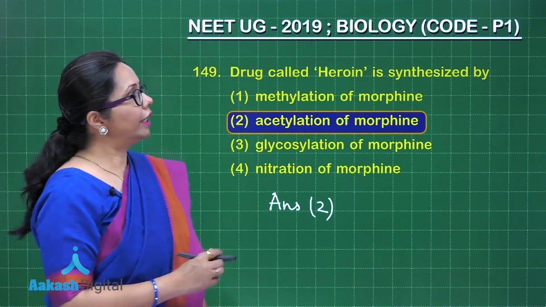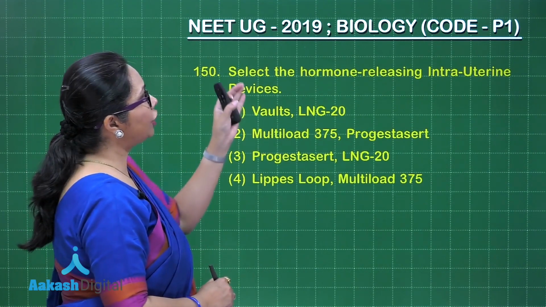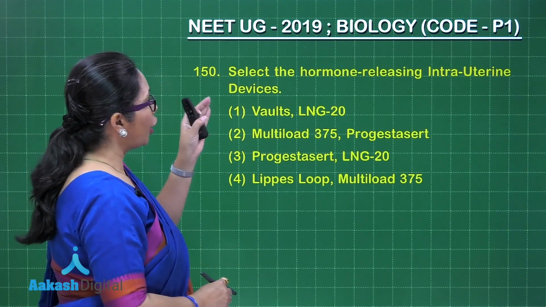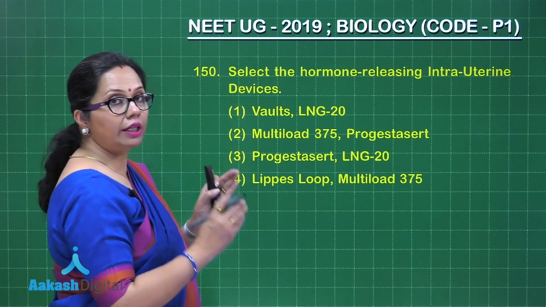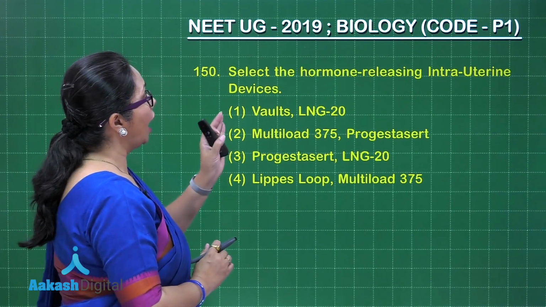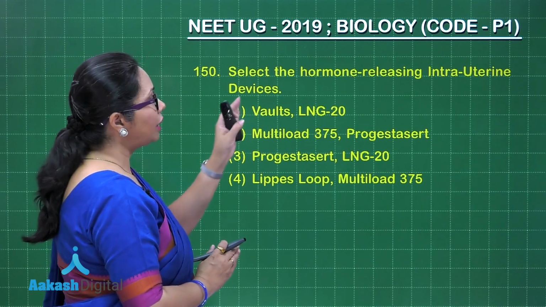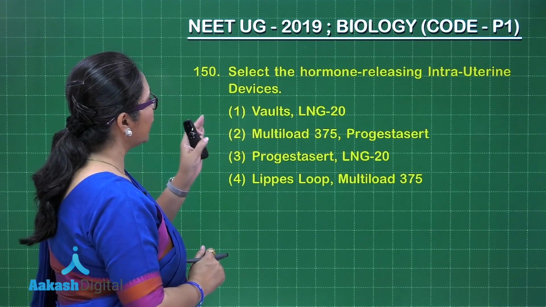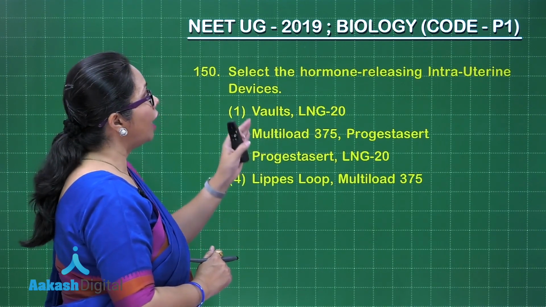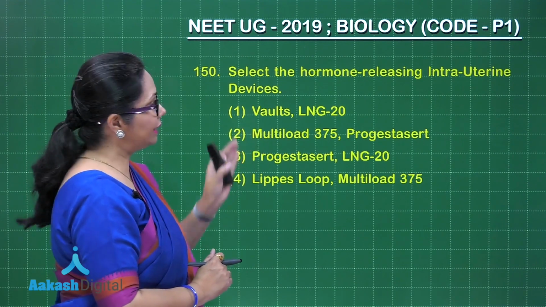Now let's take another question. Question 150. Select the hormone releasing intrauterine devices. Now in this, Vaults is a barrier contraceptive for females. LNG20 is certainly an IUD, but this won't be the correct answer. In the second one, Multiload 375, this is an IUD, but it is non-hormone releasing. It is a copper releasing IUD.